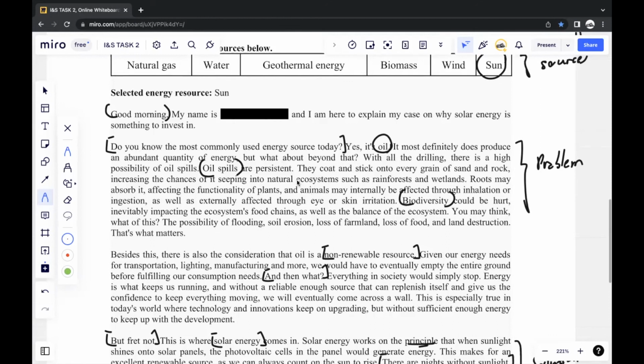So the knowledge and understanding part is given by how you explain your problem, how you explain the solution, but the way you deliver your speech and the way you deliver your information, the language you use, the way you engage the audience, that all falls under communication, and it'll help you score in INS Task 2.